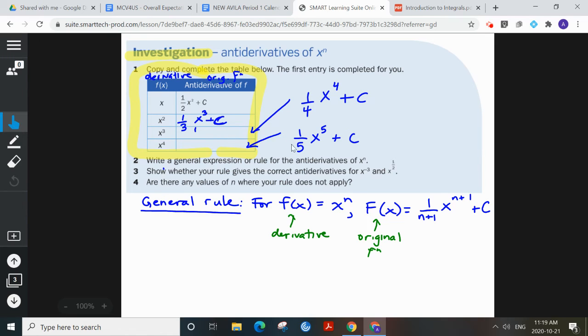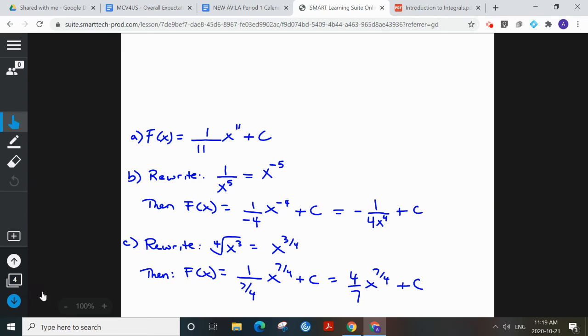In general, hopefully you can see that for a function f of x, it's the derivative. If we want a derivative to equal x to the n, the original function has to be 1/(n plus 1) times x to the n plus 1, plus c. So that's our first antiderivative rule.